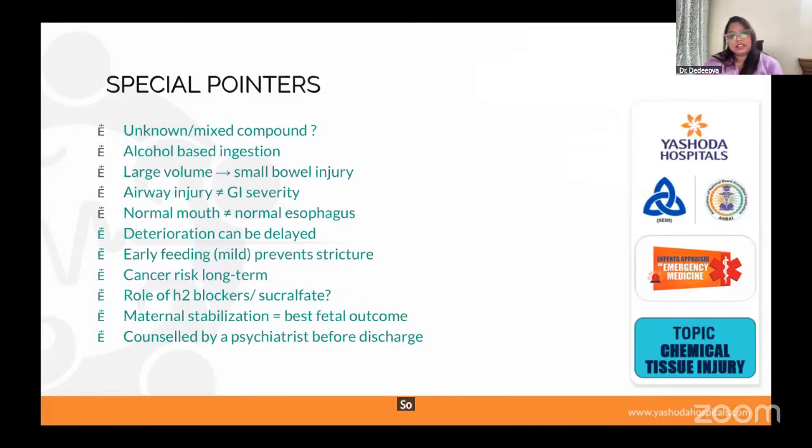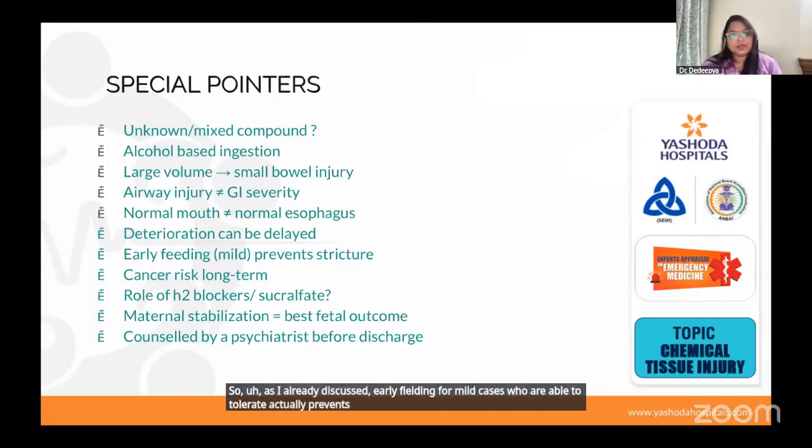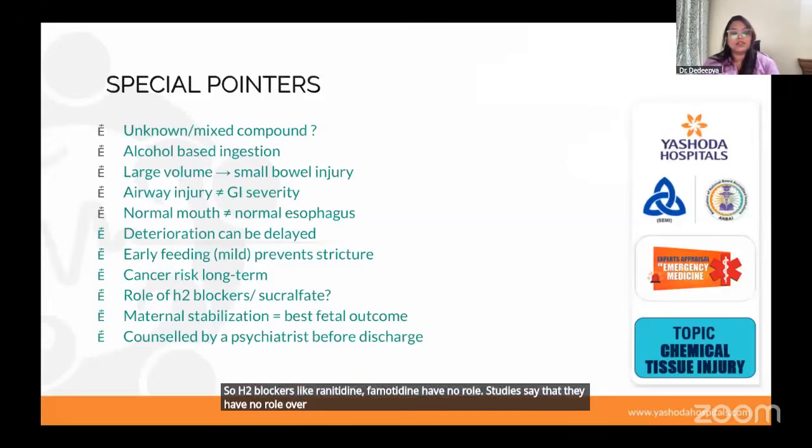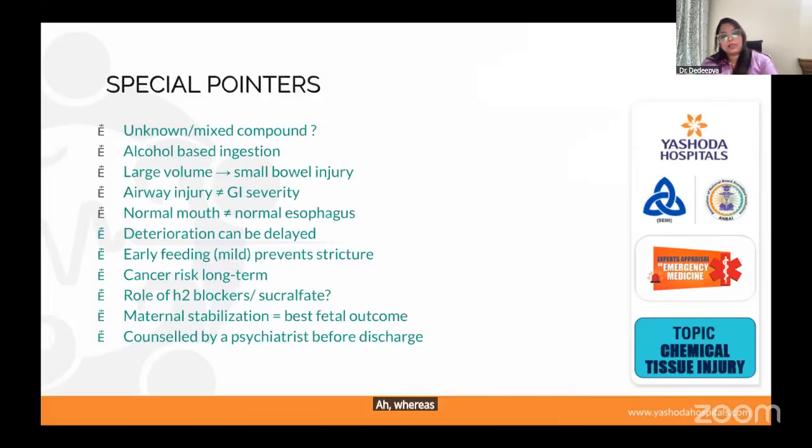So as I already discussed, early feeding for mild cases who are able to tolerate actually prevents stricture formation. And we discussed about the long-term risk of the cancer. And what is the role of H2 blockers and sucralfate? So H2 blockers like ranitidine, famotidine have no role. Studies say that they have no role over this corrosive poisoning, whereas sucralfate showed some beneficial role. So H2 blockers are always inferior to PPIs in corrosive poisoning, whereas after PPI, sucralfate can act as a barrier, so you can add it as a secondary line treatment.